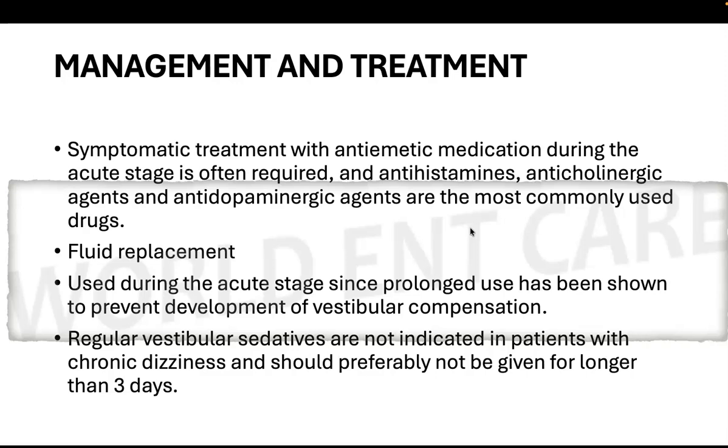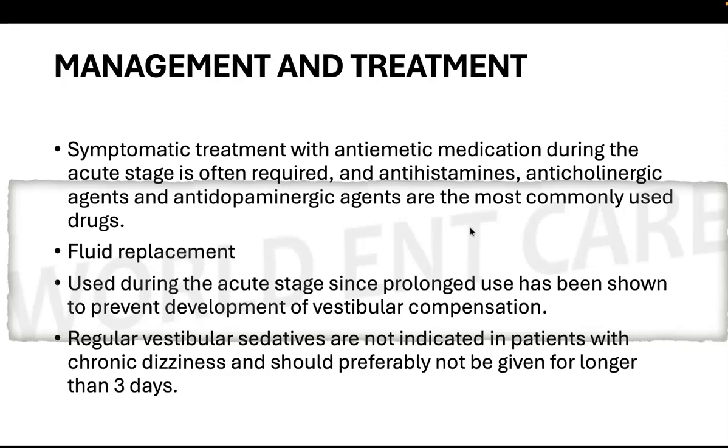Then fluid replacement is necessary, particularly in severe cases. And most antiemetics are vestibular sedatives and will suppress the stimulus of sensory mismatch, which is required for habituation and compensation. Now, it is therefore important that they are only used during the acute stage, since prolonged use has been shown to prevent the development of vestibular compensation. So remember that you have to use it during the acute or symptomatic stage only. You can't keep using it, because then the compensation will be affected.